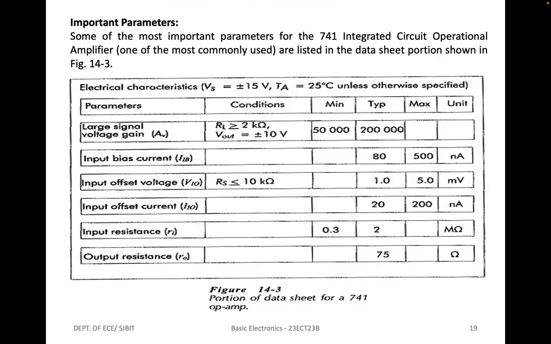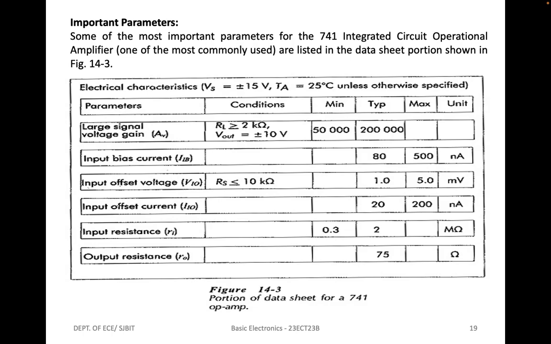Some of the important parameters for the 741 IC op amp are listed in the datasheet portion, shown here in this table. The large signal voltage gain, which is denoted as AV, is also called the open loop gain, which can also be denoted as AVOL. For the 741, it is listed as 50,000 minimum and 200,000 typical.